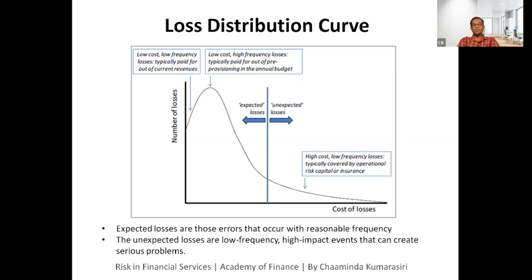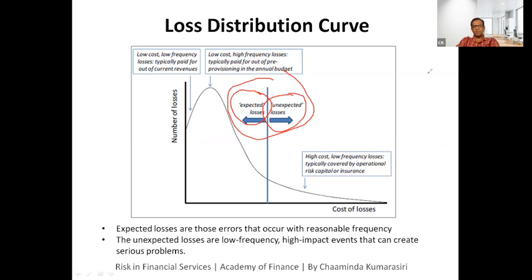So as you can see, this curve is generally skewed, right? Because it's not a normal distribution, equally distributed. So in any organization, there's a higher chance of having a higher number of low value losses, right? Now, there's an interesting thing here. You can see this, the middle part, there's expected losses, there's unexpected losses.